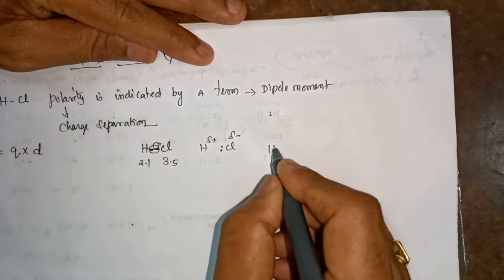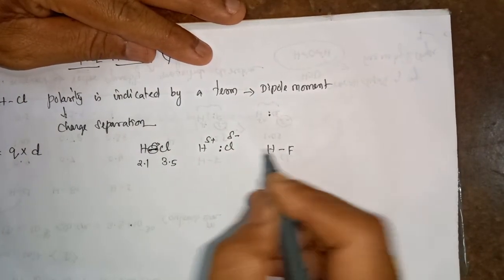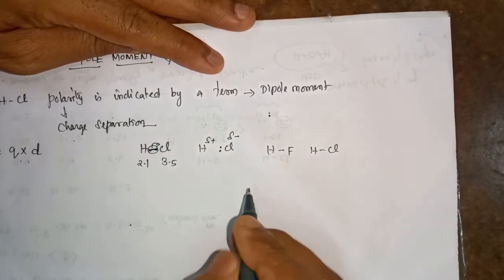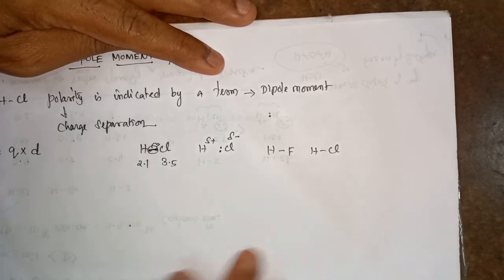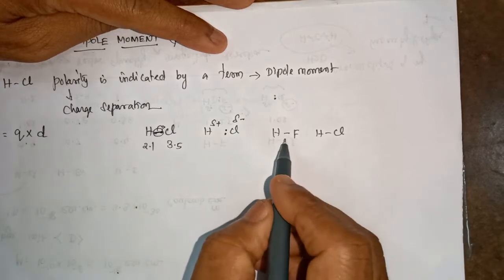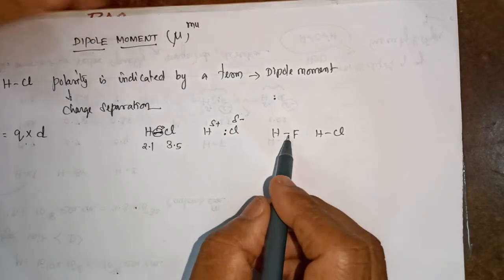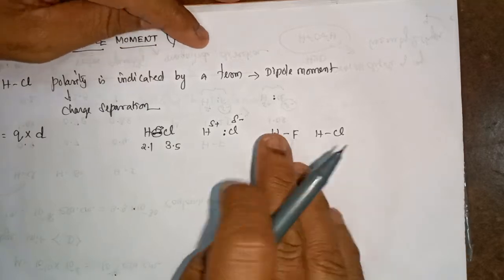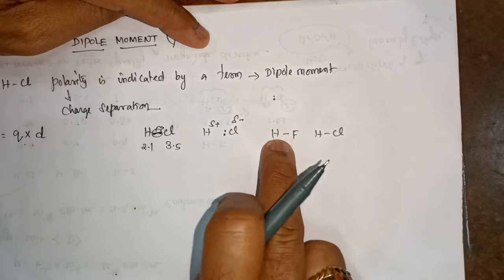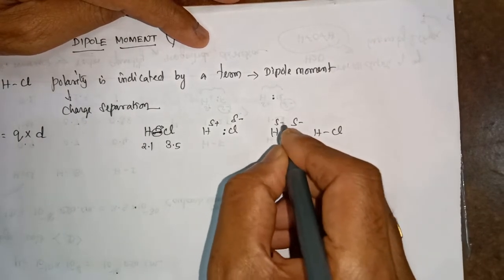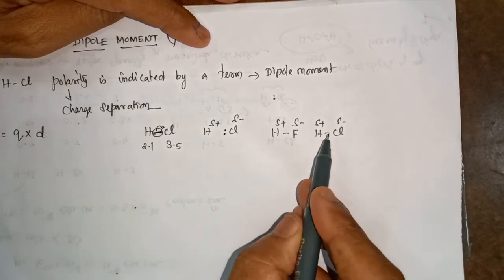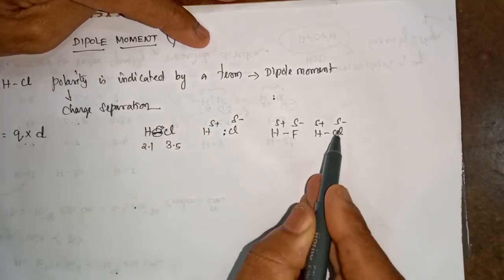Suppose I take two different molecules, HCl and HF. Here also charge separation is there, and here also. But we want to know and compare the charge separation value in this and this. Here the charge separation value is more for this one: delta minus, delta plus. Why is it so? It has more charge separation than this.